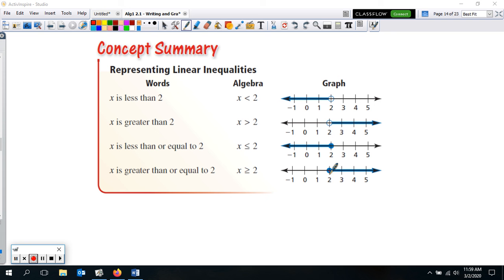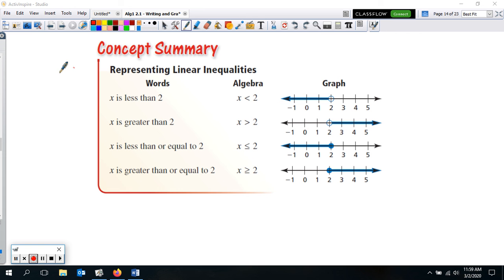And when it's going to be less than, like this is, you always read it from x: x is less than, this one's x is less than or equal to, those less than ones are going to the left. When it's greater than the number, it's going to go shaded off to the right like these two, x is greater than or x is greater than or equal to.